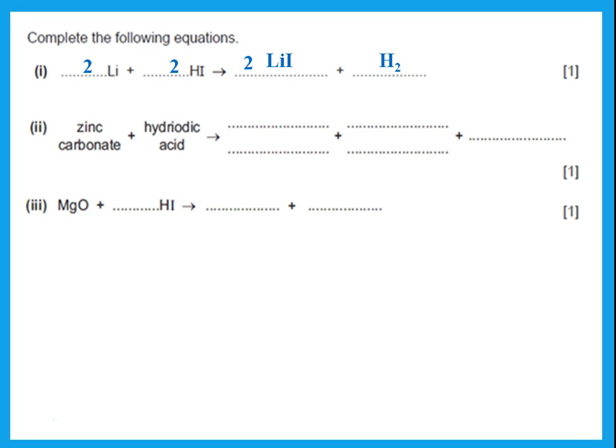Can you see that? Okay, zinc carbonate plus hydroiodic acid. Again, carbonate plus acid will give my salt, which is zinc iodide. This is just like hydrochloric acid. If this were hydrochloric, it would be zinc chloride. Hydroiodic, zinc iodide. Plus what? This is carbonate plus acid, so it gives carbon dioxide and water.